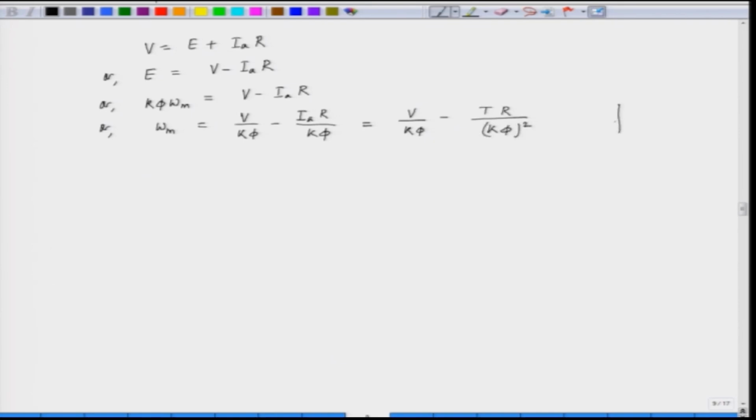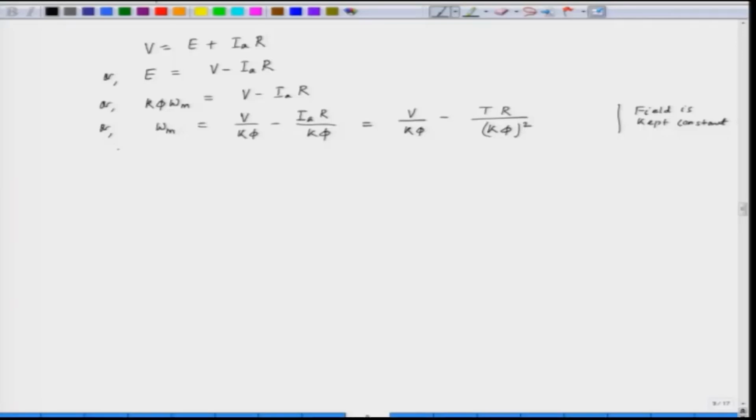So, we have kept the field constant. The field current is kept constant, we do not change the field current. So, we have a flux that is phi. So, this is the equation for speed. Now, the speed equation is omega m equals V by K phi minus T R by K phi square. So, this is the equation of a straight line.